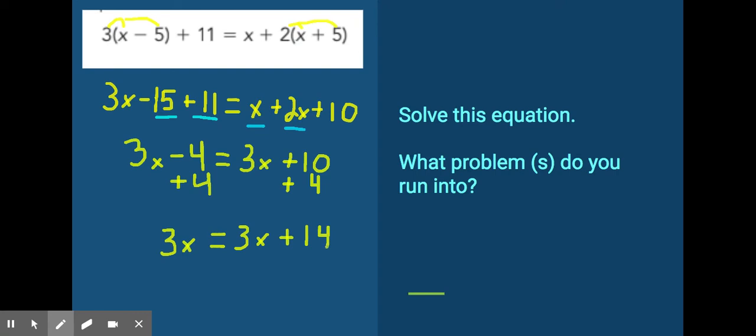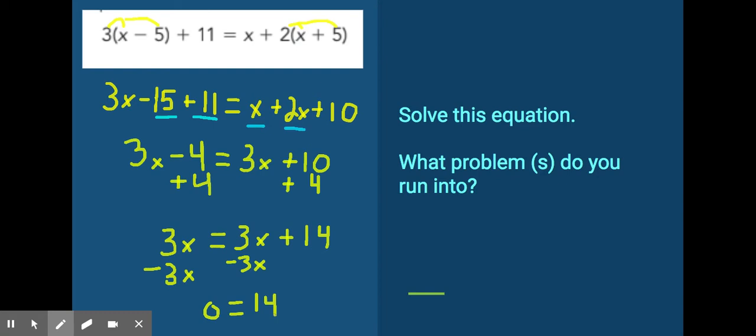Okay. I want to get my variables on both sides, so you know what I'm going to do? I'm going to subtract 3x. I know it will give me 0, but that's okay. I'm going to subtract 3x to get my variable on both sides, but I see here, 3x minus 3x is 0. So what I end up with is 0 equals 14.